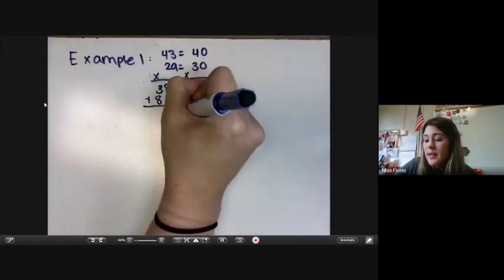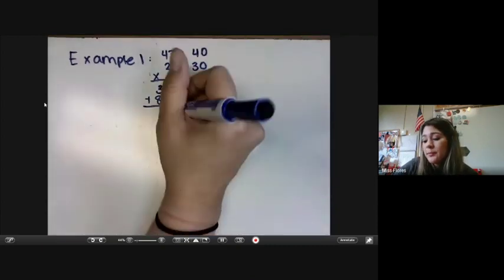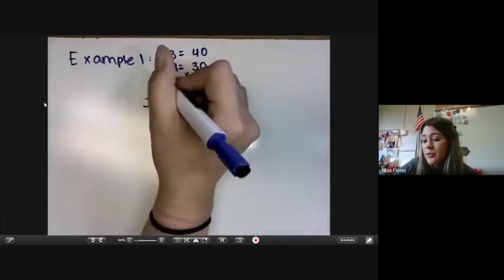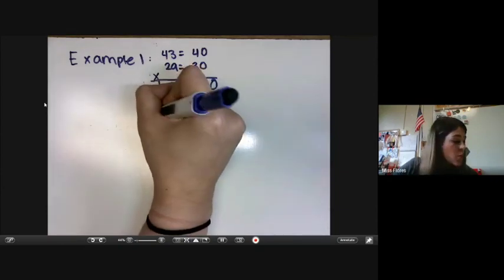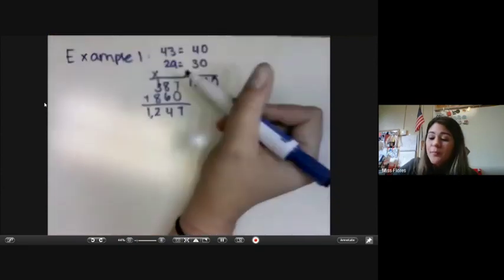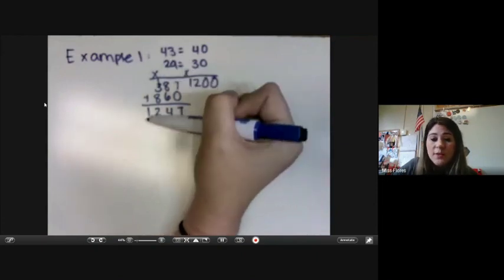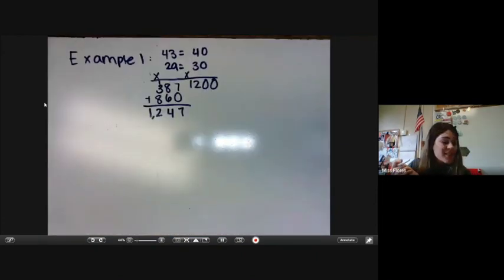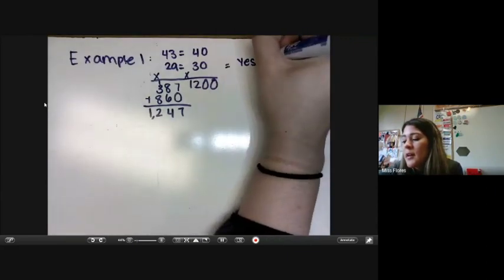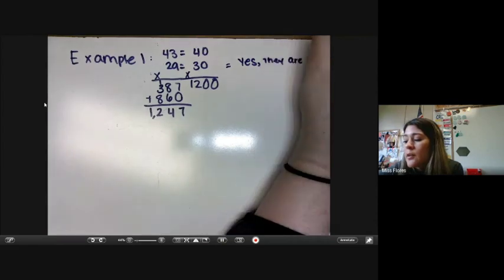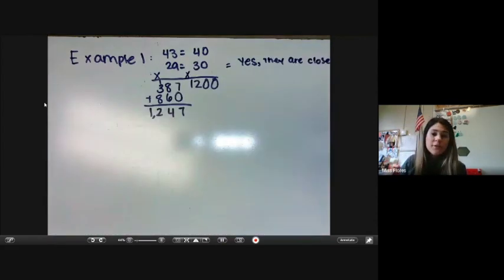7 plus 0 is 7. 8 plus 6 is 14. We put the 4 down, carry over the 1. 3 plus 1 is 4, and 8 plus 4 is 12. So your answer, if we were to work this out actually, is 1,247, okay? And is that number close to 1,200? And the answer is yes. They are close, okay? They are close.